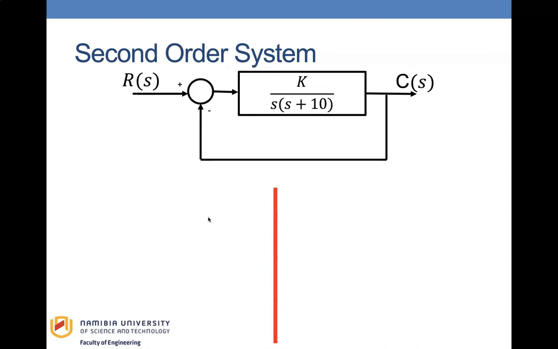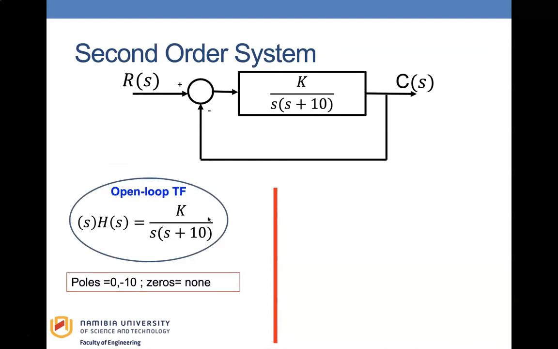The open loop transfer function of the system is given by G(s) = K over s(s + 10). Therefore, the open loop poles are s equals 0 and s equals -10, and the open loop zeros do not exist. Therefore, the two loci will start at s equals 0 and s equals -10, and both loci will terminate at infinity.